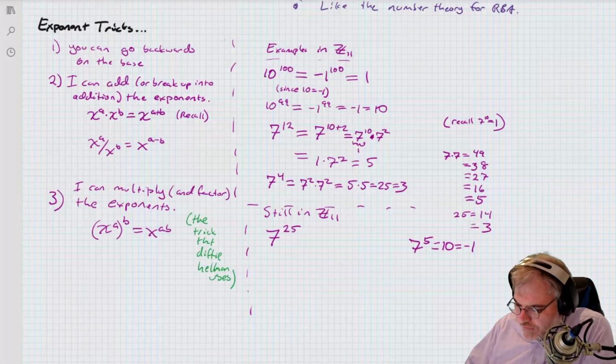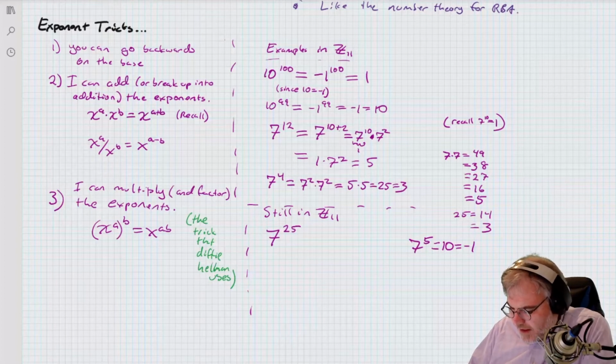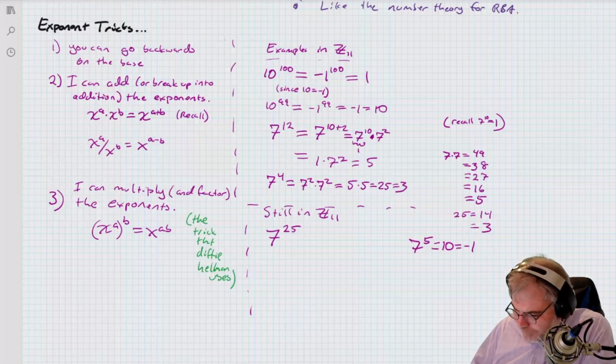Okay, so using this trick, I would have found it the next time. I just did 7 to the 4th. That was 3. I would have done 3 times 7 again, and I would have found that that's 10 when I was all said and done.